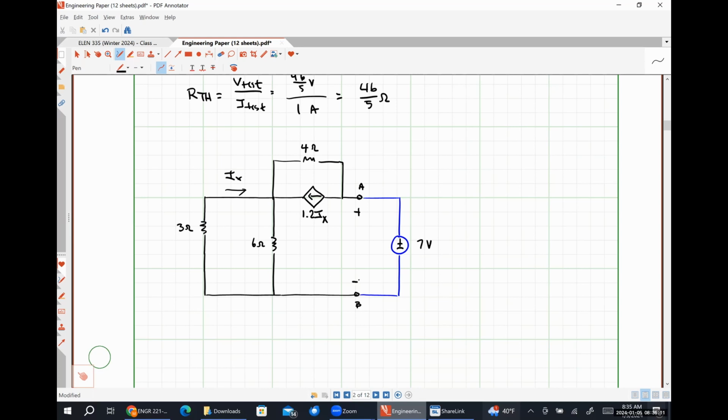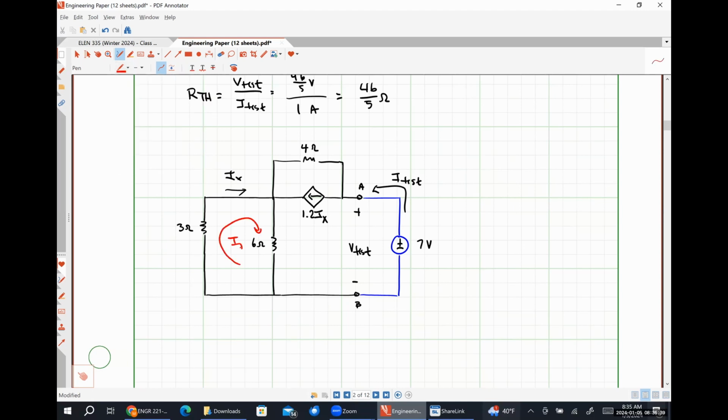So right from the jump, we know that V test is 7 volts. And now our goal is to solve for the quantity I test. All right, so how are we going to solve for this current? Mesh, sure.